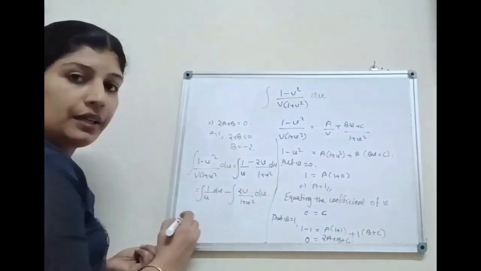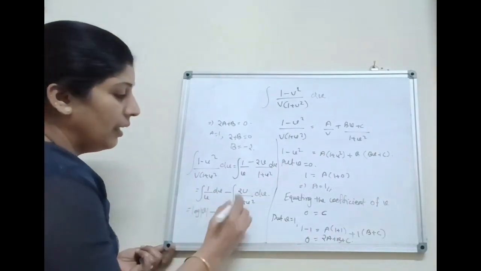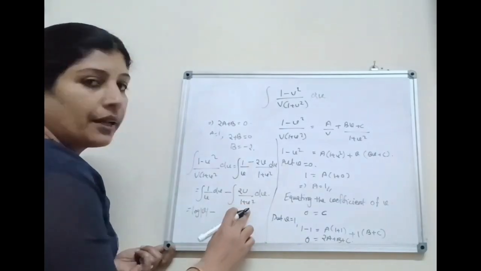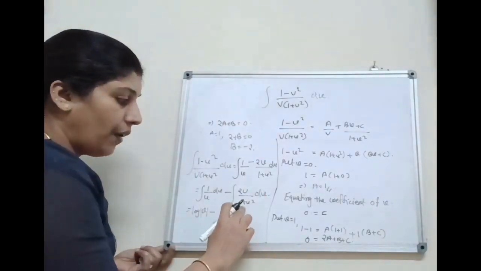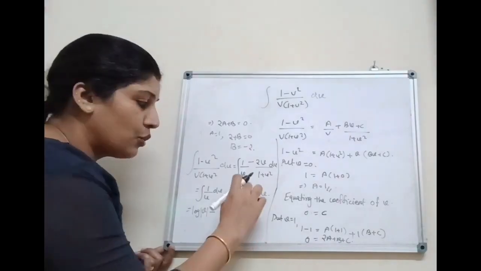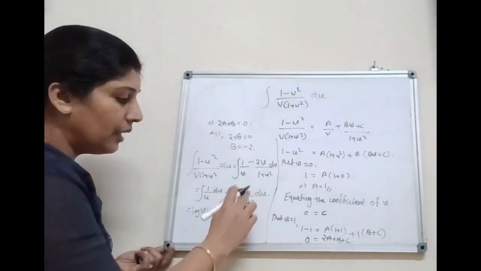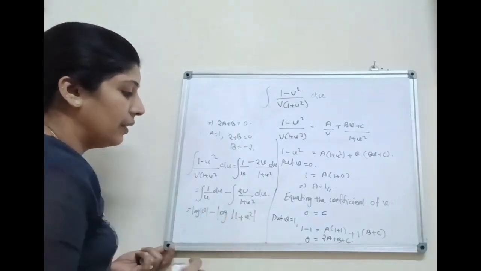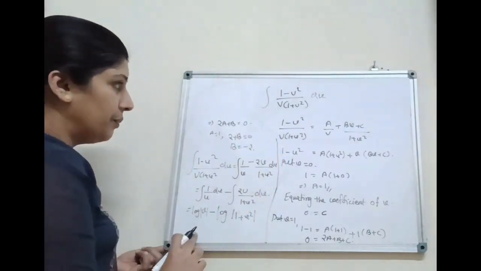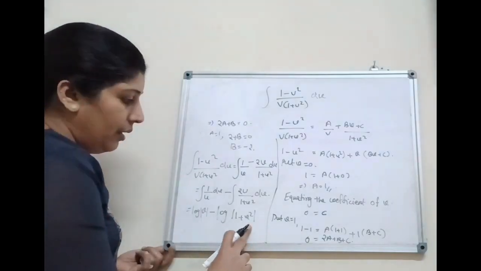Then integral 1 by v dv is log v, minus integral 2v divided by (1 plus v square), that is integral f dash of x by f of x. Here f of x is 1 plus v square, f dash of x is 2v. Therefore, the integral of f dash of x by f of x is log f of x. Now here it is log (1 plus v square). Therefore, the LHS will become log mod v minus log (1 plus v square).